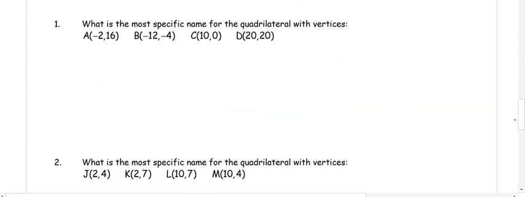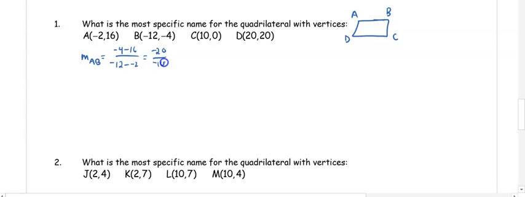So we want to find the slopes of the sides first. So our quadrilateral is A, B, C, D. So first we want to start with the opposite side. So I'm going to find the slope of AB, -4 minus 16 over -12 minus -2. So that gets us -20 over -10, which reduces to 2. The other opposite side is CD. 20 minus 0 over 20 minus 10 gets us 20 over 10, which reduces to 2. So those are parallel so far.